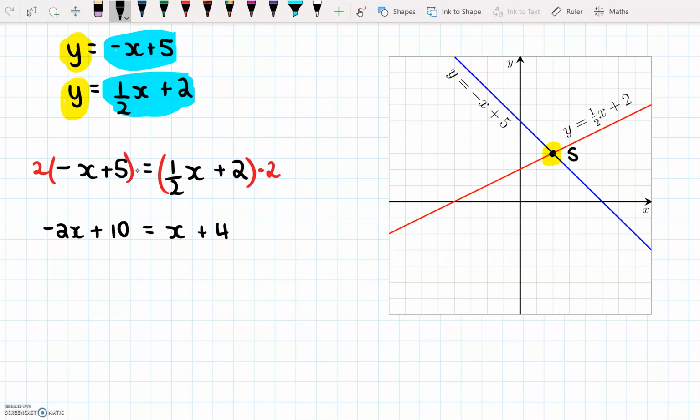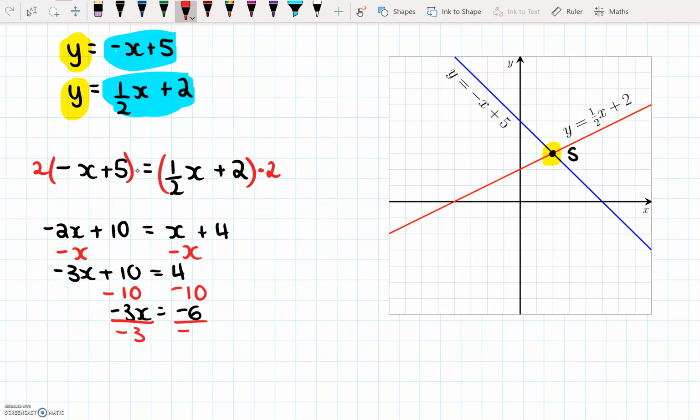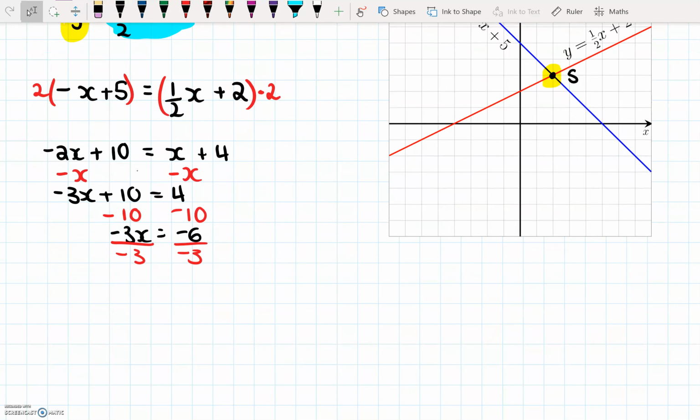All right. Now we can bring all the x's to one side. So what I'm going to do here is minus x. Okay, you could also bring them both to the right side, but we like to move them to the left. So minus 2x minus x is minus 3x plus 10 is equal to 4. We want the 10 to go away, so we're going to minus 10 from both sides. So we have minus 3x is equal to 4 minus 10 gives us minus 6. All right, we now need to divide by minus 3, and we get x is equal to 2.